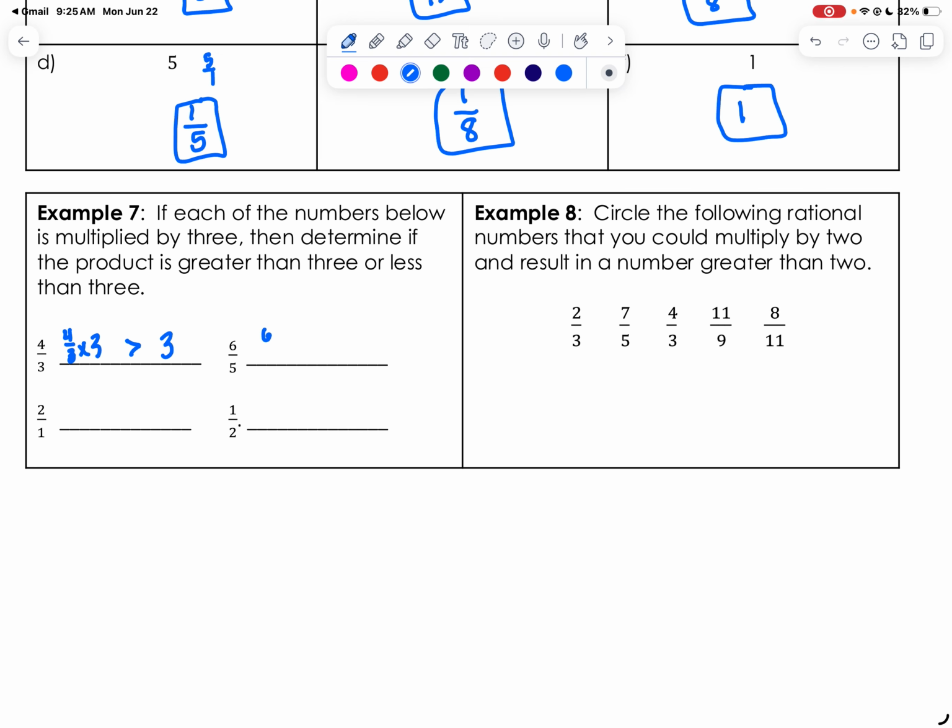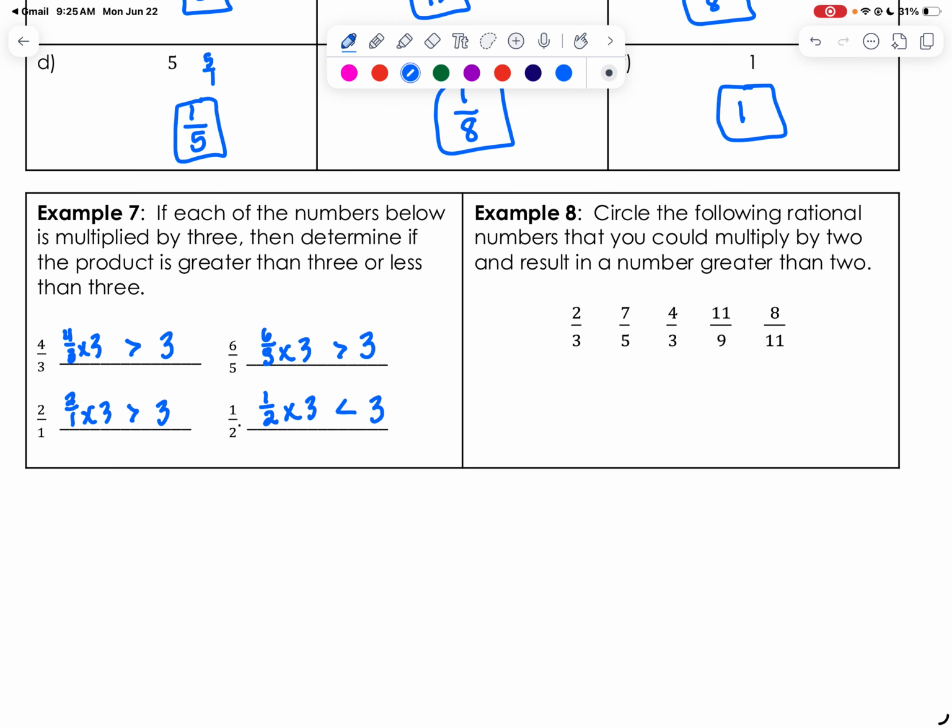All right, 6/5. What if I multiplied 6 over 5 times 3? Would that be greater than 3 or less than 3? Well, 6 over 5 has a value that's larger than 1, so 6 over 5 times 3 would also be greater than 3. All right, so what if I take 2 over 1 and multiply it by 3? Well, 2 over 1 is bigger than 1, so the product would be greater than 3. All right, what if I took 1/2 and multiplied it by 3? Well, since 1/2 has a value that's smaller than 1, my product would be less than 3.